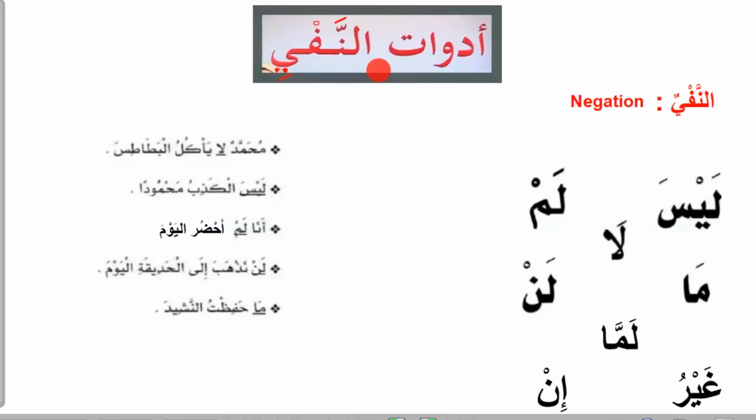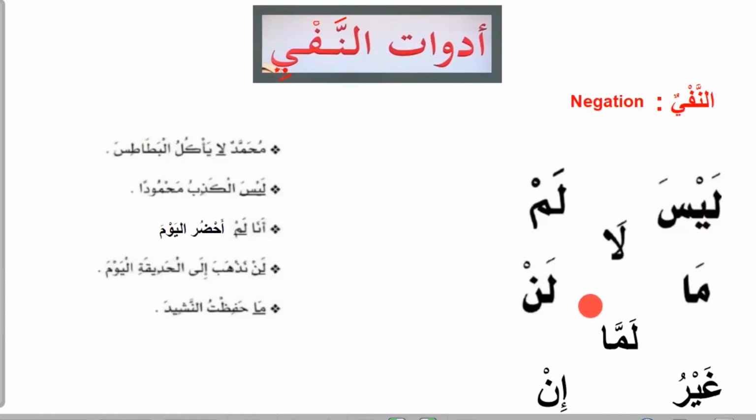Okay, so in Arabic, similarly, there are a group of words, specifically huruf, that when you add them to a sentence, the sentence becomes a negative sentence. So those are what we term as adawatun nafi. I hope that is clear. And you can see them here. So we call them adawatun nafi.